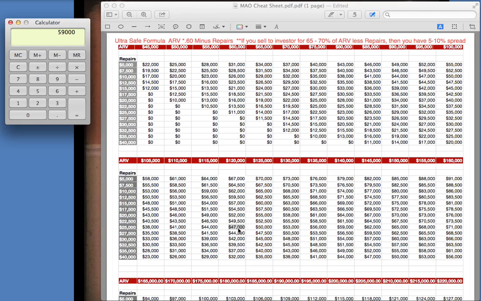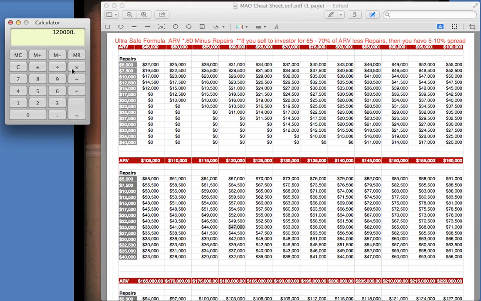Of course, you can, with your own judgment, take less from your investor, which you probably will end up doing, or you can pay your seller a little more if you're certain you have a buyer that will pay you 70% of ARV minus repairs. Let's look at the same house with the investor paying 65%.